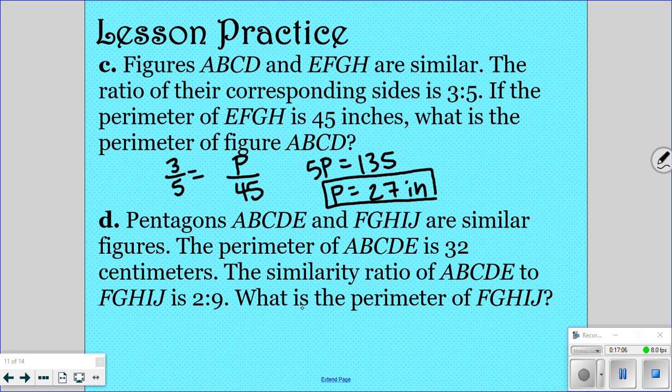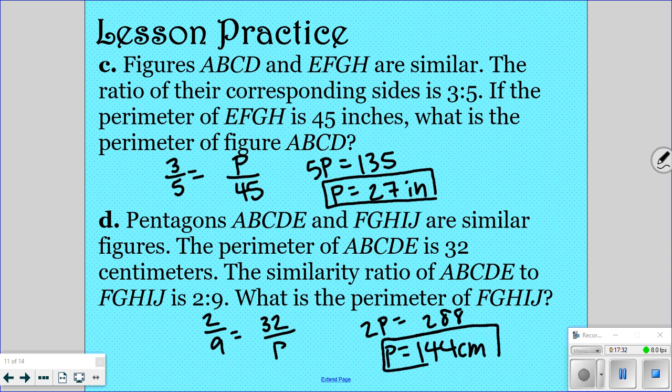Okay, for this last one, they tell us the perimeter of 1 is 32, and the ratio is 2 to 9. So we're looking for the perimeter of the second one they give us. So if you cross multiply, 2p equals 288. And then if you divide by 2, you're going to get 144 centimeters. So that would be your perimeter for that figure.